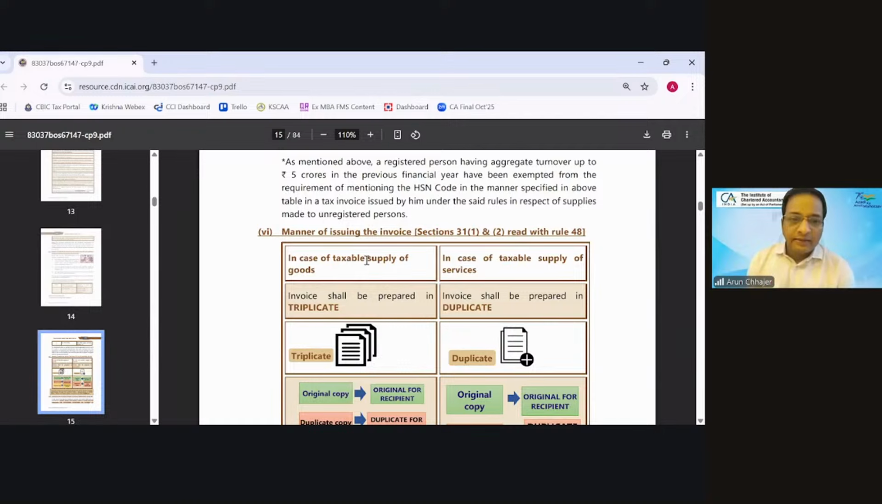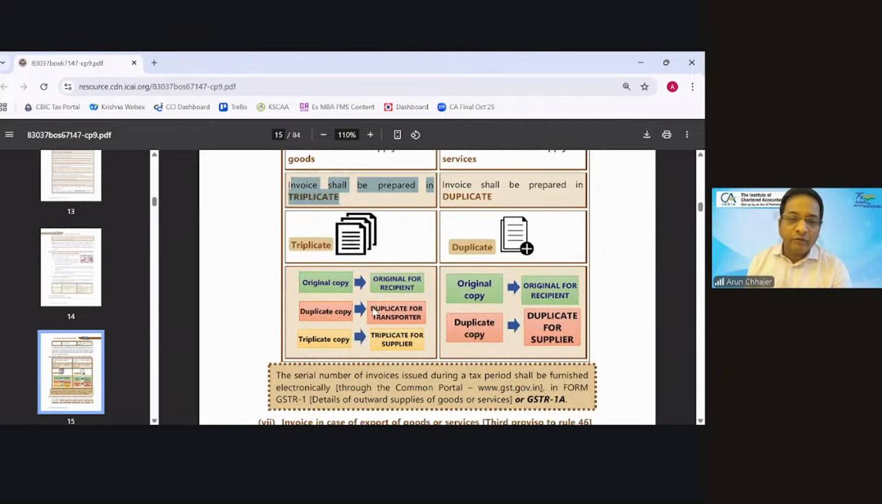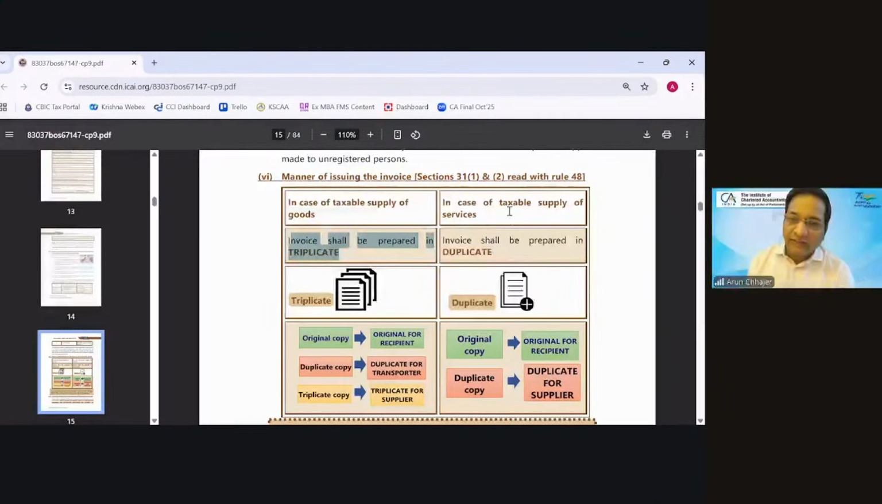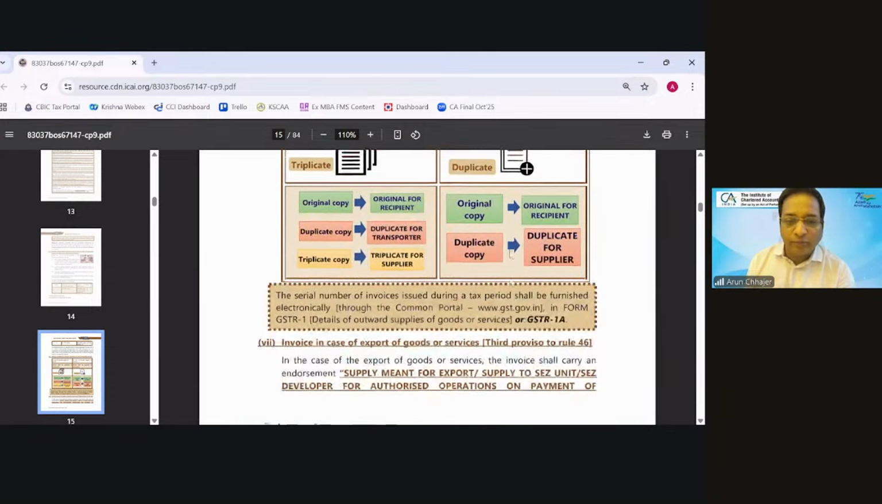Okay. For the supply of goods, rule 48 says that if you are supplying taxable goods, then the invoice should be made in triplicate: one for the recipient, one for the transporter, one for the supplier. And if it is a taxable supply of service, then it should be made in duplicate.